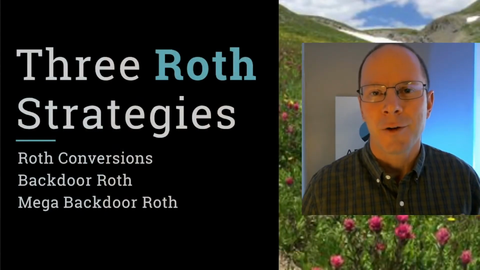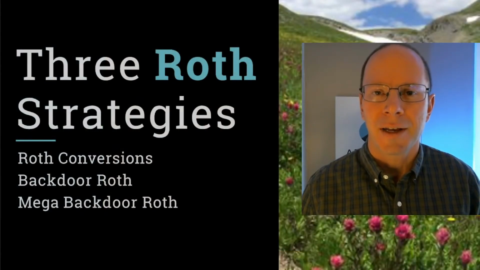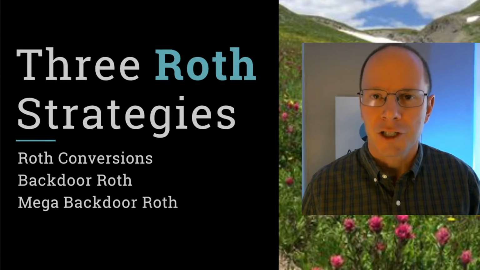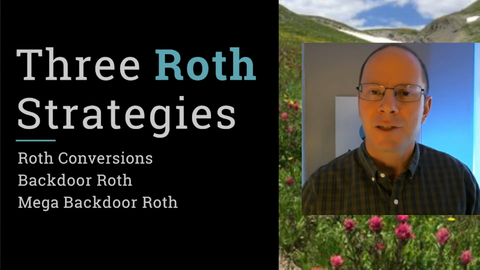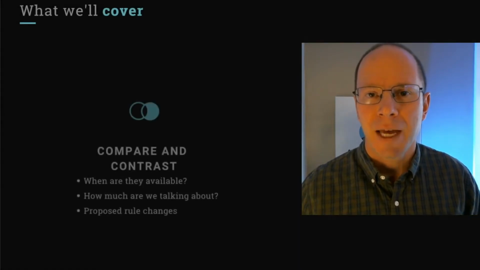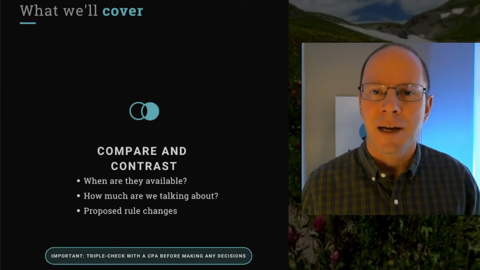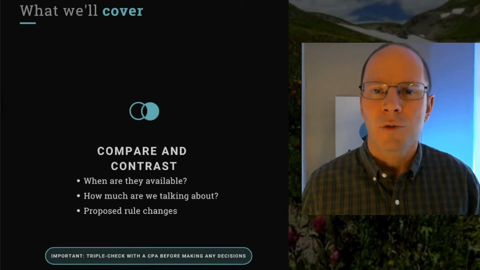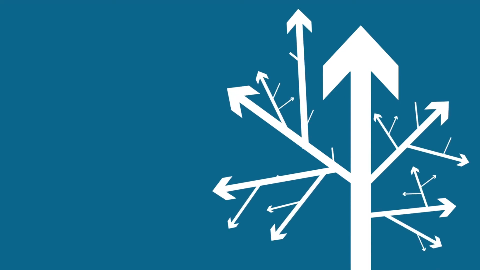If you're trying to manage your taxes for retirement, you might hear about a couple of different strategies and the names can get confusing. So we're going to talk about a couple of those right now. We've got Roth conversions, the backdoor Roth strategy, and the mega backdoor. For the next couple of minutes, we'll go over how these work. By the end of the video, you'll know when they're available and how much money might be involved.